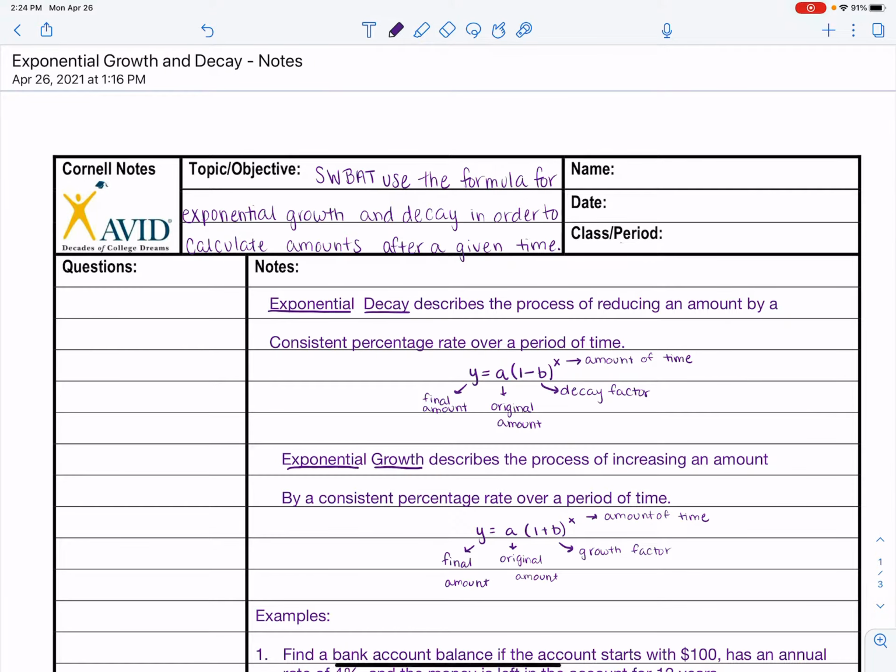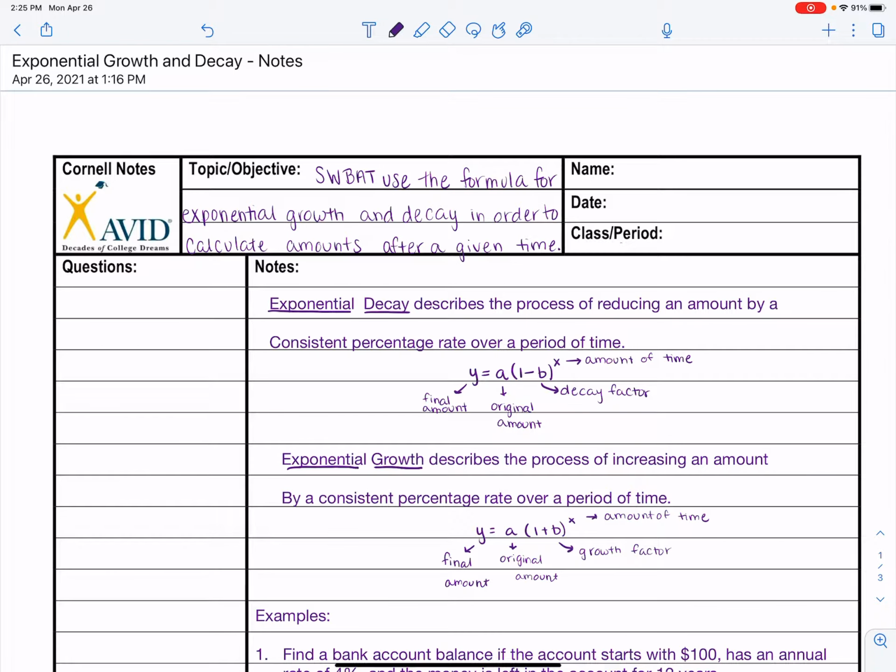Exponential decay describes the process of reducing an amount by a consistent percentage rate over a period of time. Basically, if you're asked to find y, the final amount, you're going to use the original amount, and then take one whole minus the decay factor. Because we are reducing, if we just multiplied by 1, we'd have what we started with, but I need to have less than that, so we're going to subtract it.